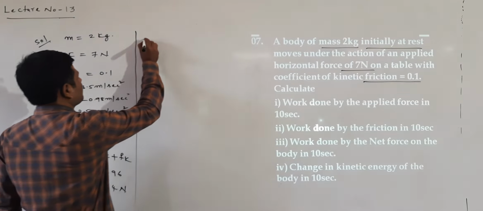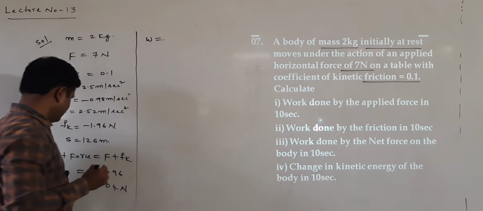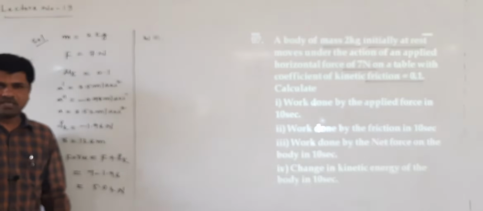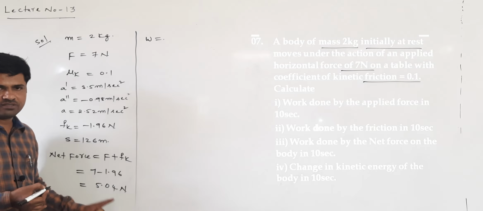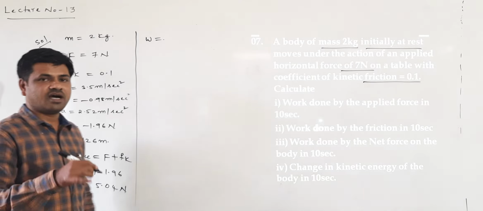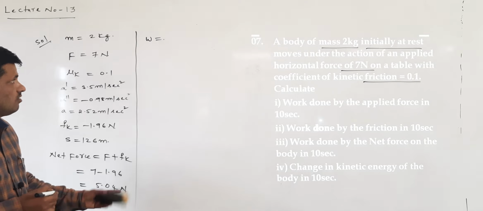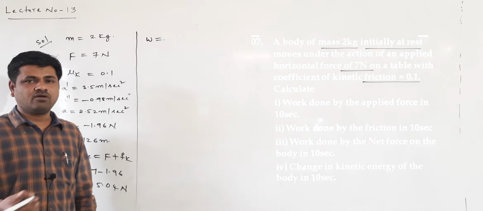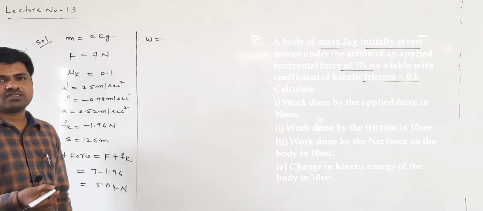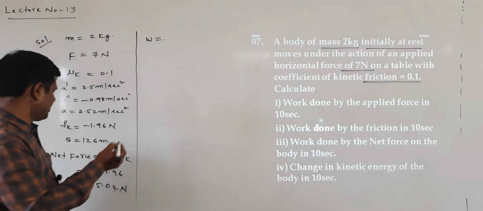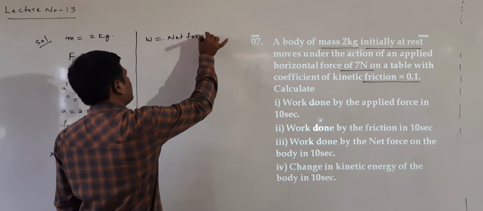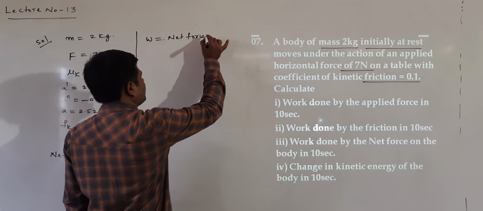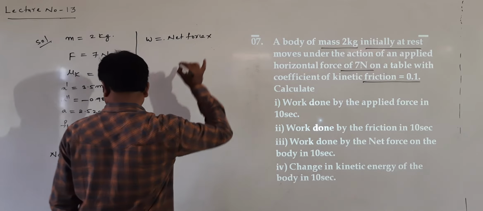Here the work done by the net force on the body in 10 seconds means W is equal to net force into displacement. The net force also acts in the same direction as the displacement, because the net force is more than the frictional force. Net force is always acting in the direction of the displacement, so theta is equal to 0. Cos 0 is 1, so directly I am writing work done is equal to net force into displacement.